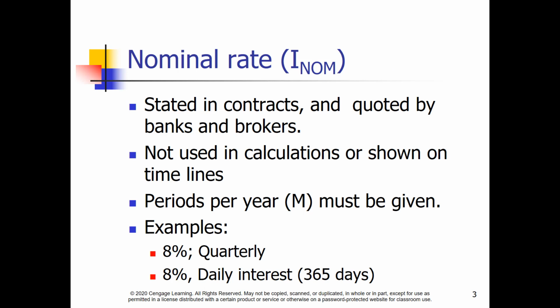There are three different types of interest rates we need to deal with. The first is the nominal or quoted rate. This rate is not used in calculations or on timelines. It is the rate that by law must be quoted to you in contracts. Along with the percentage rate, the number of periods per year must be given as well. For example, 10% per year compounded quarterly.